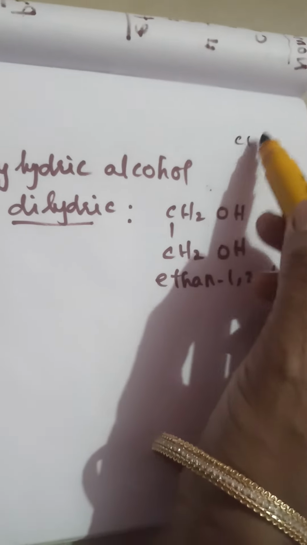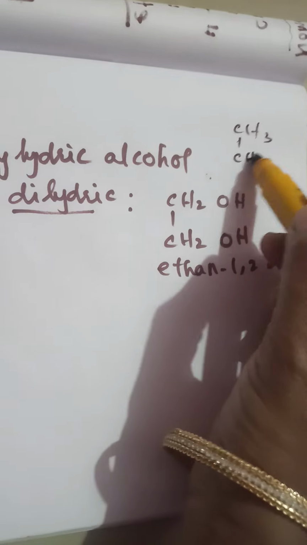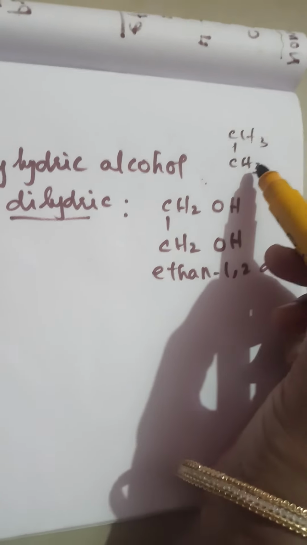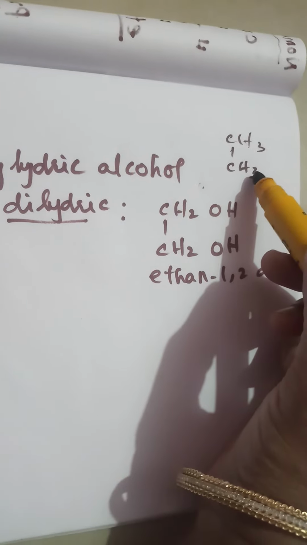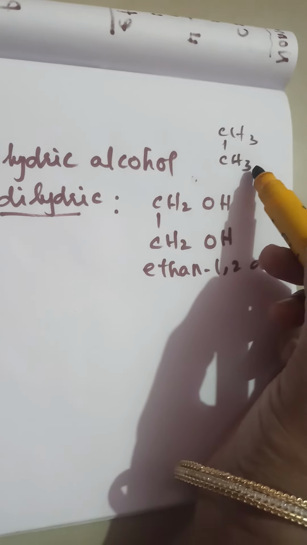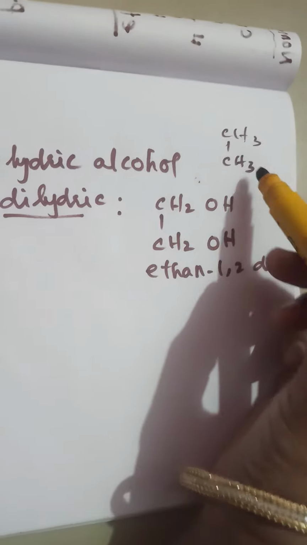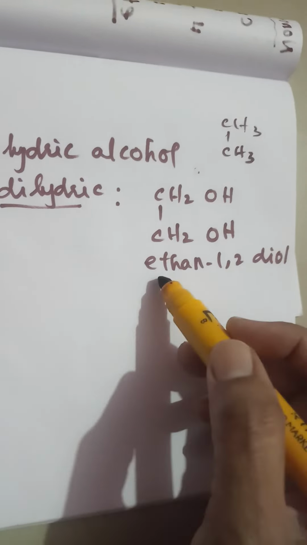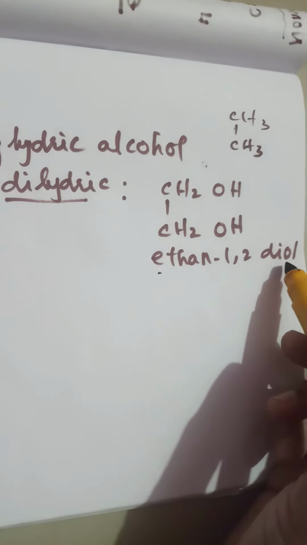Ethane formula is CH3 single bond CH3. If we remove one hydrogen from here and add one hydroxyl, and here also we remove one hydrogen and add one more hydroxyl group, that is an alcoholic group, we can get this dihydric alcohol. The IUPAC name is ethane 1,2-diol.